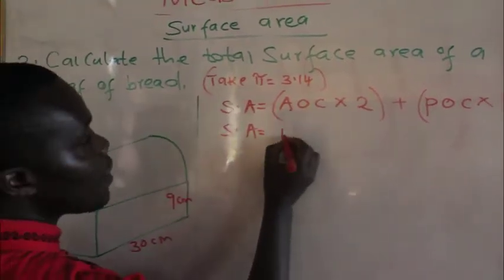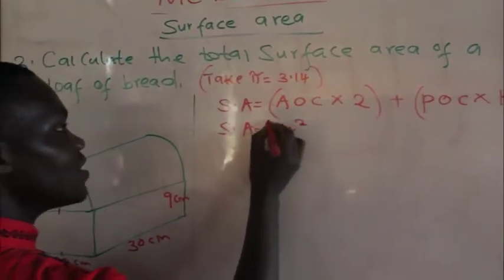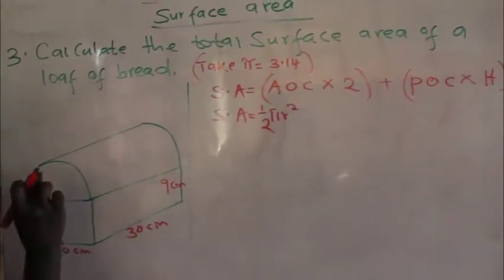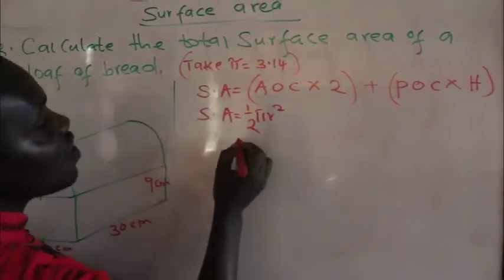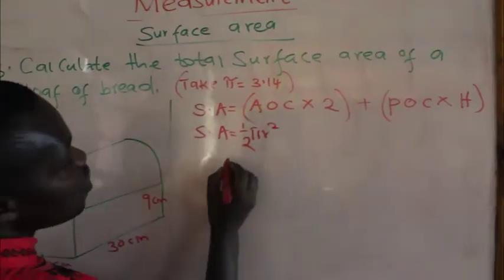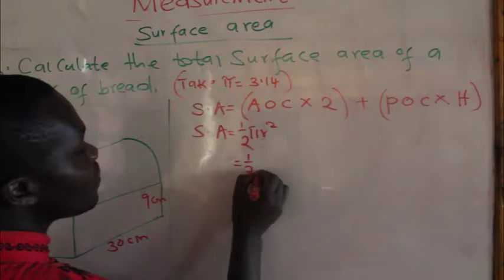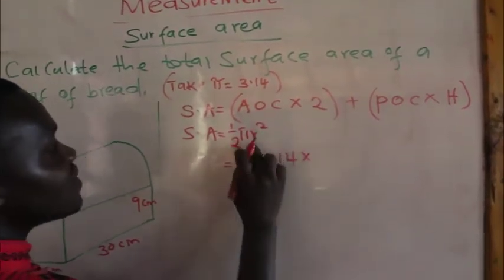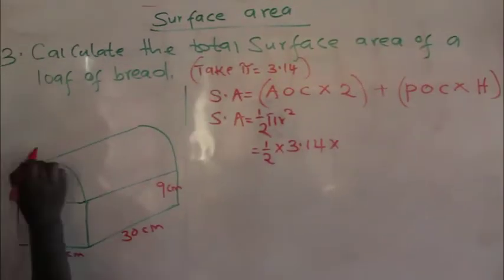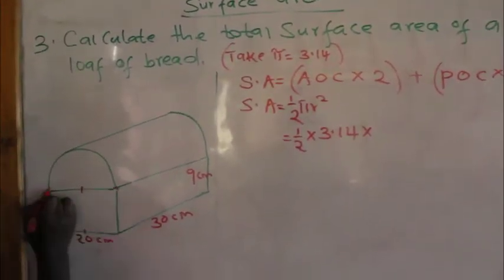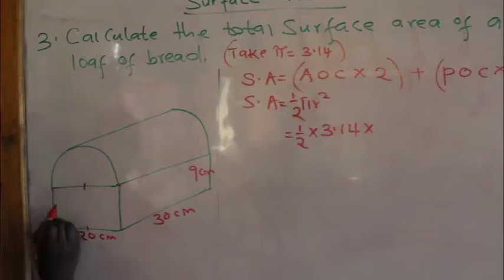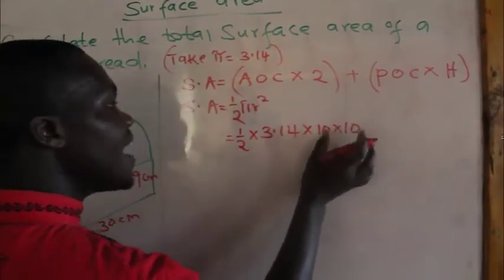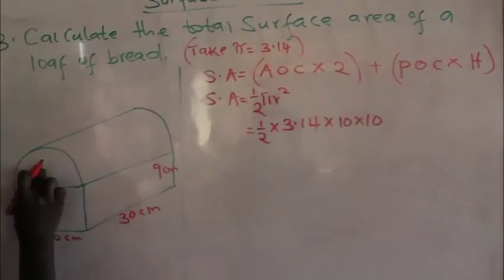The semicircle is pi r squared, and because it is half, I'll begin with a half pi r squared so that I find the area of the semicircle. So let me do this one first. This is a half times 3.14, then times the radius of this circle. The diameter is 20, so the radius is 10, half of 20. So times 10 times 10. When I get this answer, it will be the area of this semicircle here.